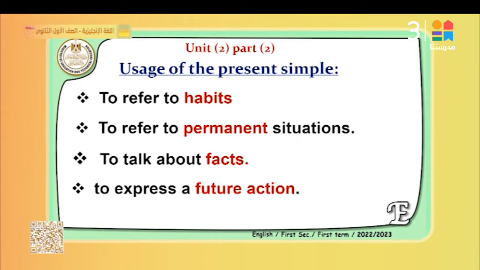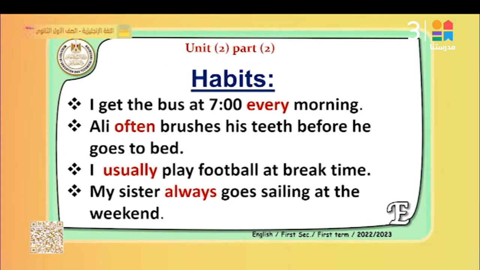First of all, let's talk about habits. Habits means something we usually do. So I get the bus at 7 every morning. Look at the keywords here. We have some keywords written in red, like the word every, often, usually, always. These words give the meaning of a habit, something which is usually done. I get the bus at 7 every morning.